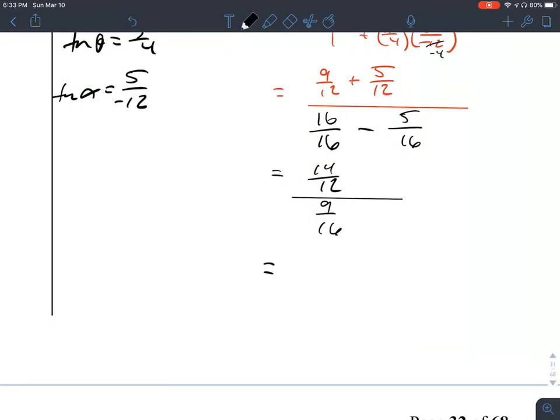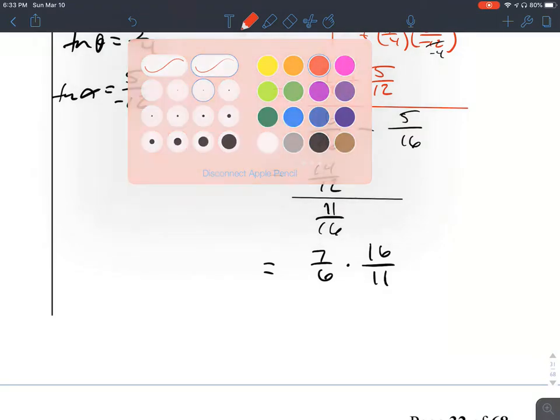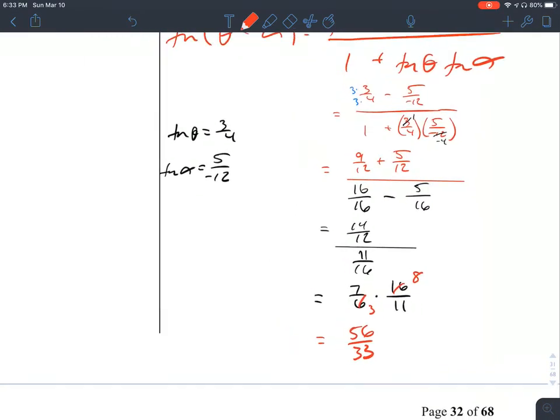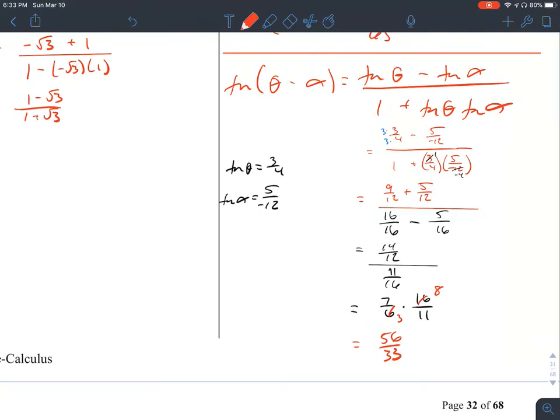Some of these fractions can be reduced. We can reduce this top one to 7/6. I'm going to multiply by the reciprocal of the denominator so I can do a little canceling. Also, by the way, I did make a mistake. 16 minus 5 is not 9, that's 11. It's a noob mistake. I can divide both 6 and 16 by 2. That's going to give me 56 over 33. And if I were taking a test over this problem, I would check my work a couple times because I made a couple mistakes as I went. I think I caught them at this point, but that's tangent of theta minus alpha.